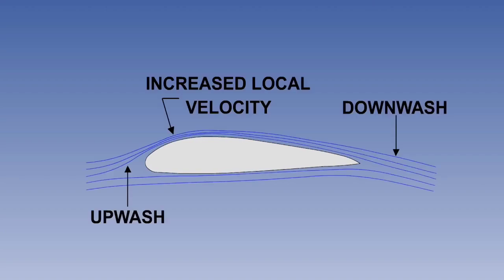As air flows towards an aerofoil, it will be turned upwards towards the lower pressure over the upper surface. This is termed upwash. After passing over the aerofoil, the flow returns to its original flow level and state. This is termed downwash.